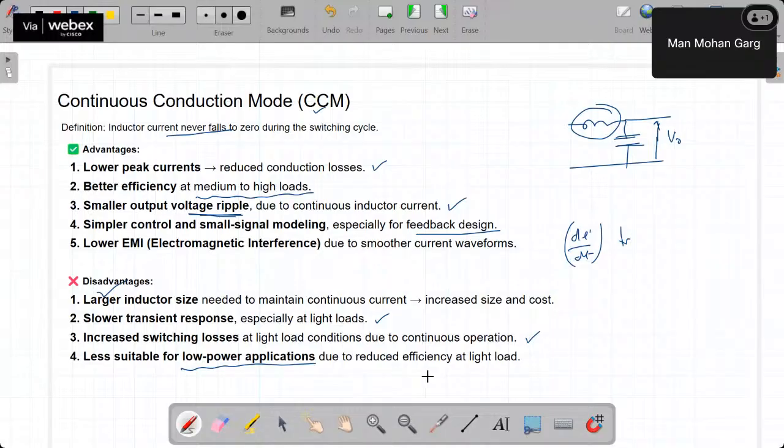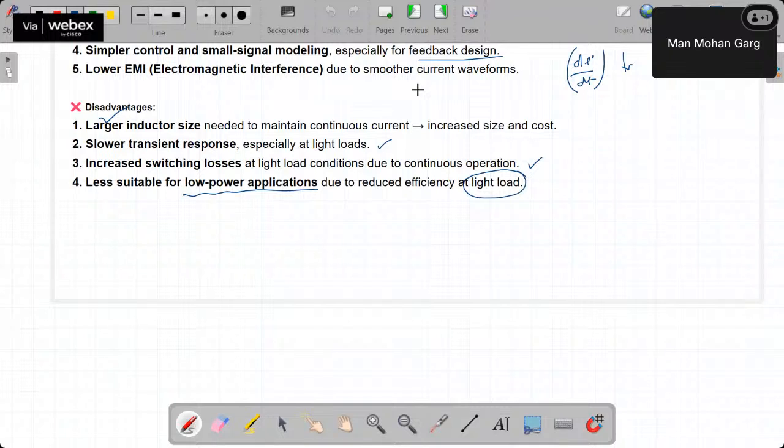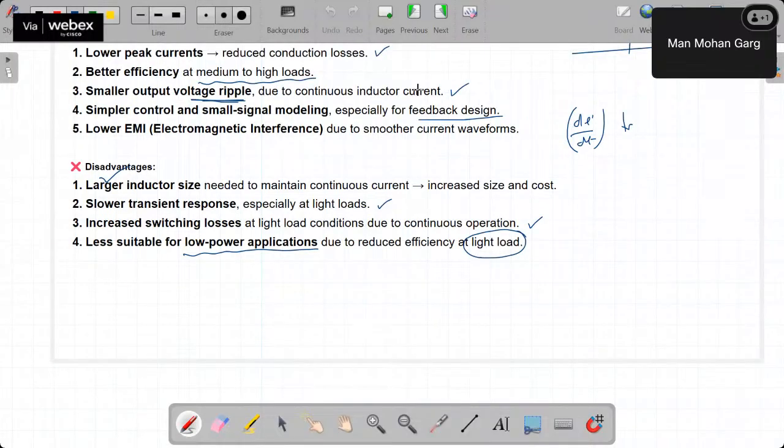In comparison to DCM, CCM has its own advantages, whatever is here will be the reverse of it. In DCM, you end up with a smaller size inductor, and that is performing better on light loads. Because in DCM, peaks are high, di/dt will be high. Therefore, this EMI interference will be more in case of DCM.